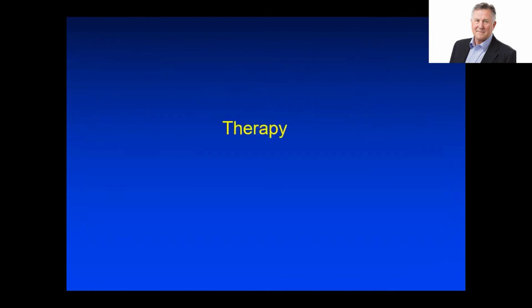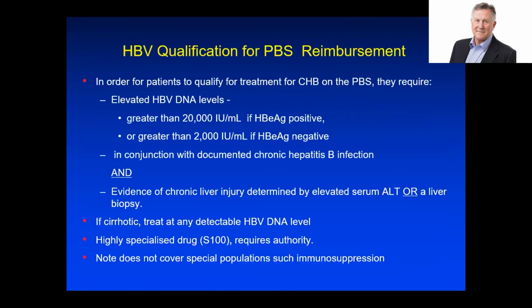Next slide, please. All right, I've set the scene, let me now move to therapy and what we have available and how we manage these patients. So the qualification for treatment is as follows. This is the Medicare wording. To qualify for hepatitis treatment, you need to have an elevated viral load and be e-antigen positive. This needs to be greater than 20,000 international units.